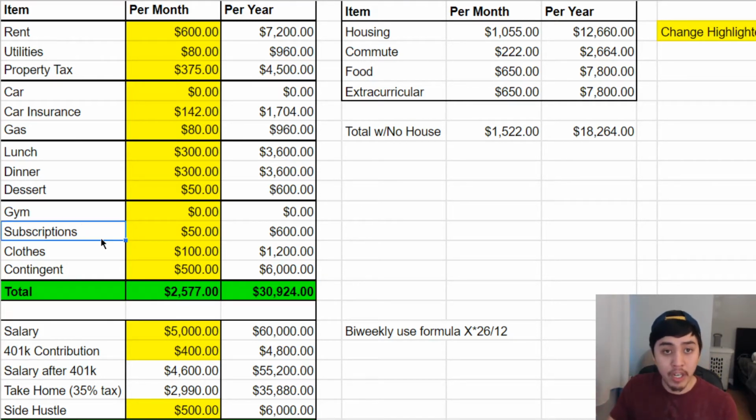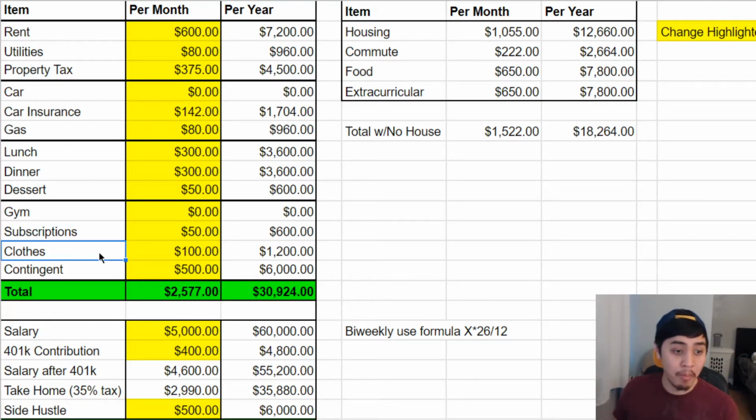And subscriptions is memberships to fun items. So it would be your Netflix account or your Hulu or your Amazon Prime or stuff like that that you can live without. You don't have to have Netflix, and you don't have to have Hulu or Amazon Prime. For some people, they have to have the gym. That's why I separated it. So hopefully that makes sense.